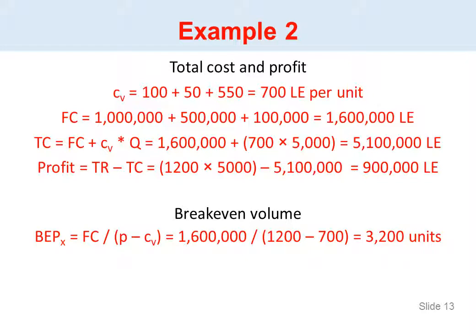What about the fixed cost? That is the cost per interval or per period of time. The total cost is the fixed cost plus the total variable cost, which is CV multiplied by Q. The profit is the difference between the total revenue and the total cost. Break-even volume, you can use the formula directly or go back to equating the total revenue and the total cost at a volume equal to BEP X.